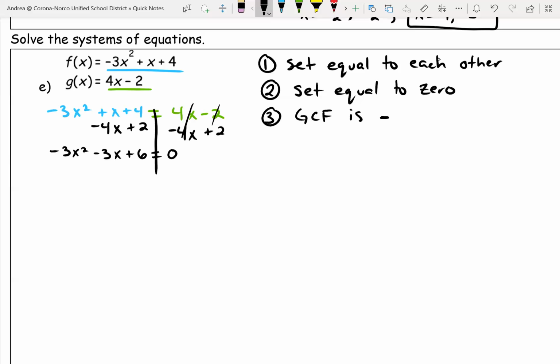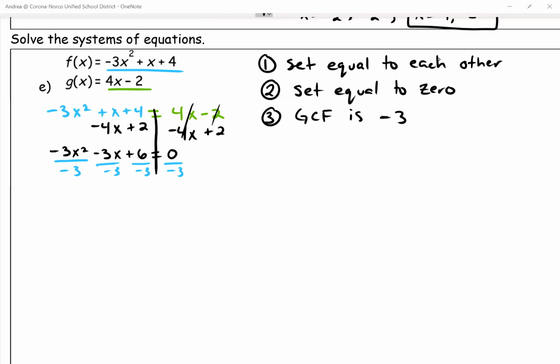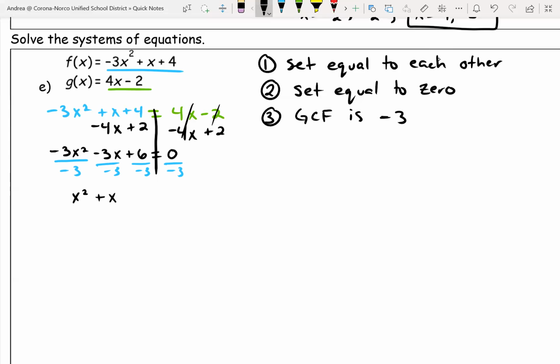It should be a negative 3 because that first term is negative. The GCF is also negative. So we're going to divide everything by negative 3. Negative divided by negative makes a positive x squared. Negative 3 divided by negative 3 is a positive x. 6 divided by negative 3 is a negative 2. And 0 divided by anything is 0.